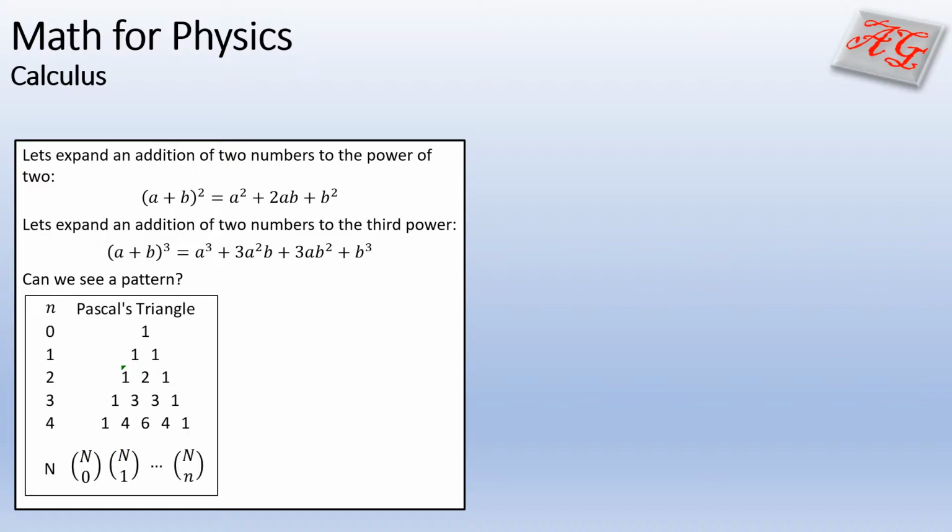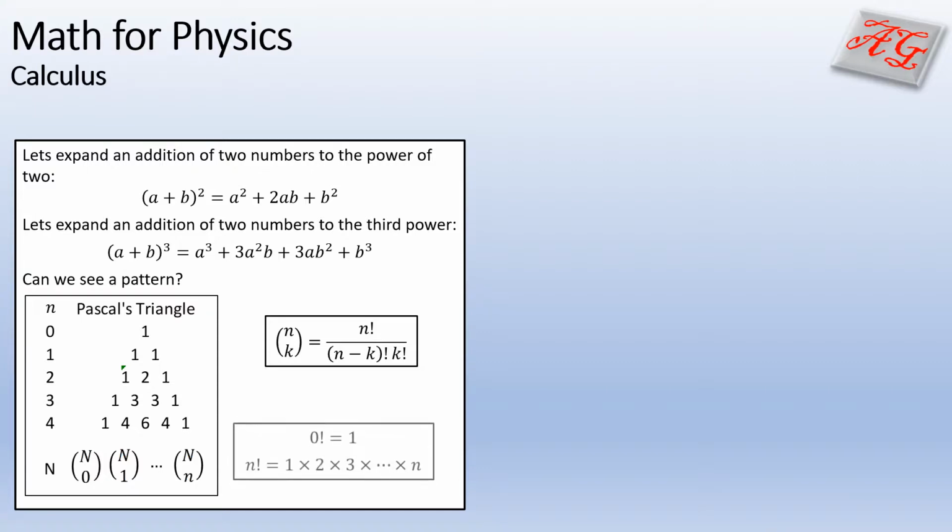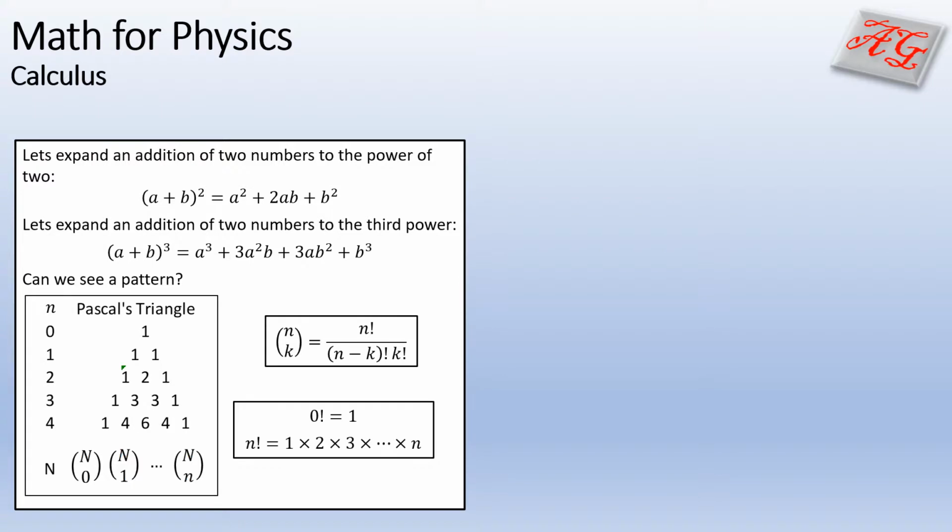Now, to get the coefficients of the nth row, you use the coefficients of the binomial distribution. The first coefficient is given by the binomial (n, 0), the second one by binomial (n, 1), and so on, where binomial (n, k) is given by n factorial divided by (n minus k) factorial times k factorial, where the positive integer n factorial is defined as 1 times 2 times 3 times all the integers up to n, and 0 factorial is defined as 1.